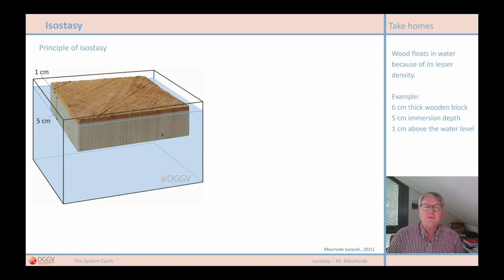When such a block of wood floats in water, it is in equilibrium. The water displaced by the block of wood has the same weight as the entire block of wood, including the part that protrudes above the surface of the water.